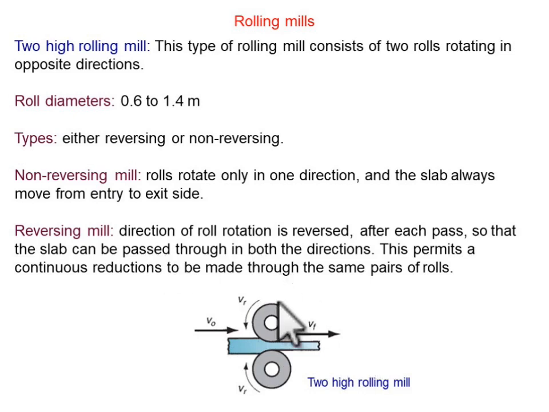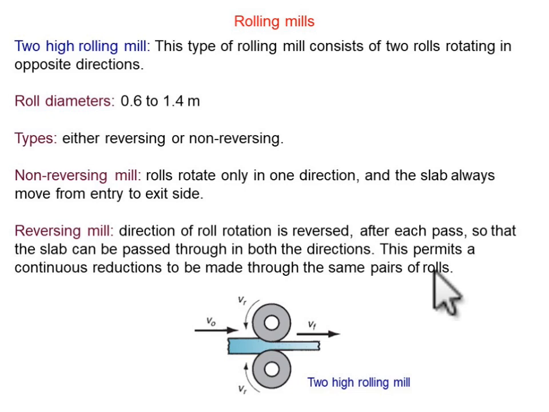In case of reversing direction, the direction of the roll mill can be changed. Let's consider it is a reversing mill. In the initial condition, the material will come in from the left side and come out from the right side. But again, if we want to reduce the sheet thickness further, then we can change the direction of this mill, and the material can come in from the right side also. So this is the advantage of reversing mills. It permits continuous reduction to be made through the same pair of rolls.